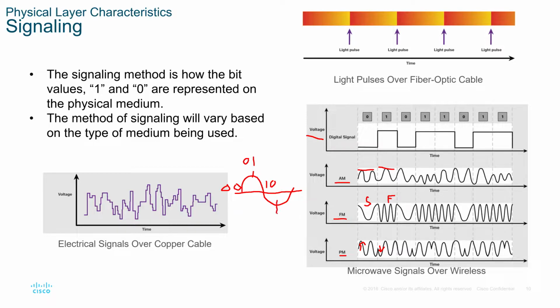And below, 1, 1. And then we'd be back to 0, 0. So with pulse modulation, we could get a little bit more accurate. And as technology evolves, we probably will.